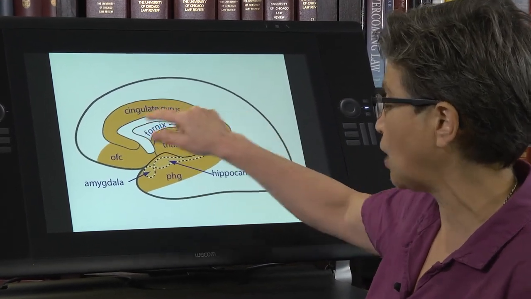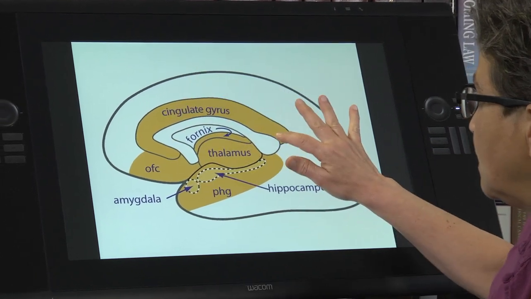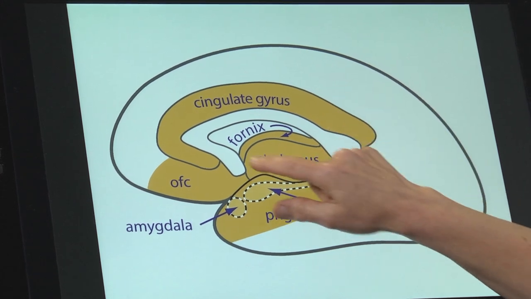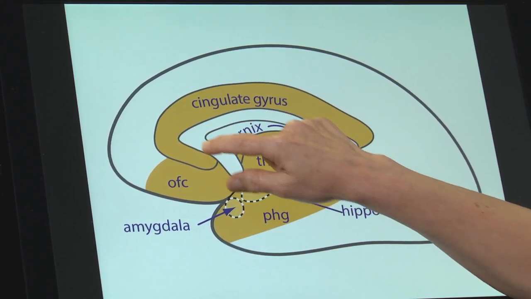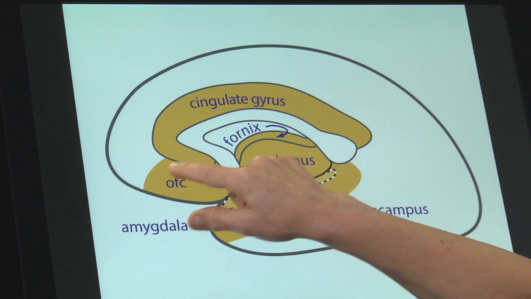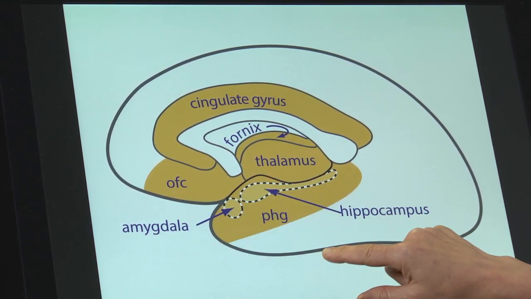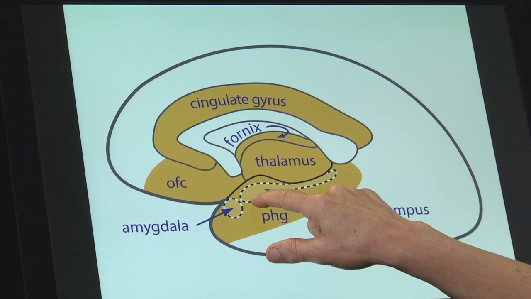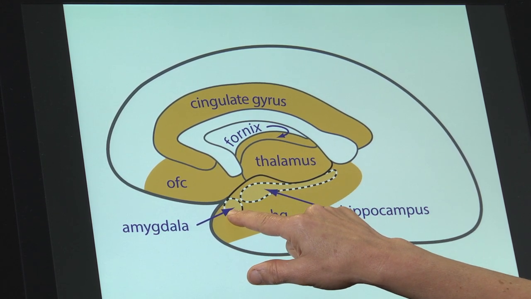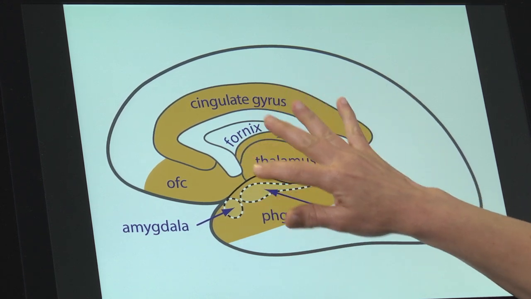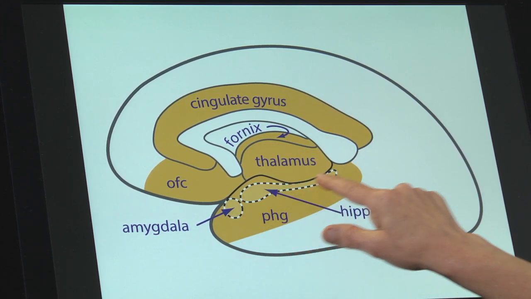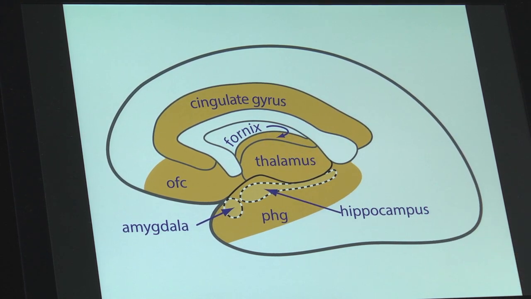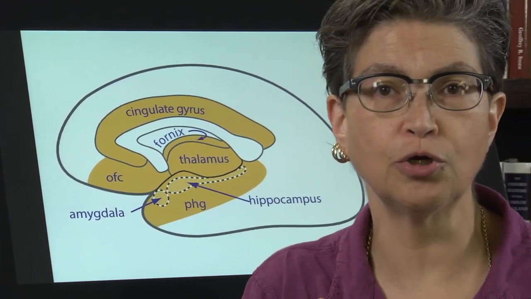So the cingulate gyrus, which is on the medial surface of each hemisphere, just dorsal to the corpus callosum, the orbital frontal cortex, and then the parahippocampal gyrus, which includes the hippocampus and the amygdala, and then also the thalamus and the connection between the hippocampus and the thalamus, which is the fornix. So all of these together are termed the limbic system.